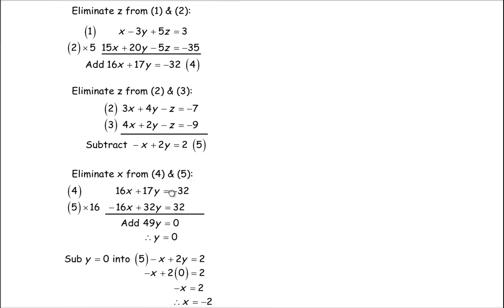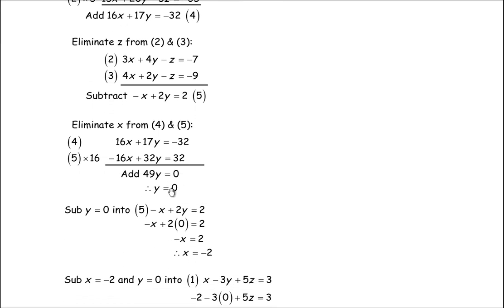And so we can take them, and I'm going to choose to eliminate x. I want to make this 16x and this -1x the same or opposites. So I'll leave equation 4 alone, and I'm going to multiply equation 5 by 16, and that'll make those x terms opposites. 16 times this is -16x, 16 times this would be 32y, and 16 times 2 is 32. When I add, because the x terms are opposites, 17y and 32y is 49y, and lo and behold, the constants are actually opposites as well. -32 and 32 add to 0. So when I divide by 49, I get y equals 0.